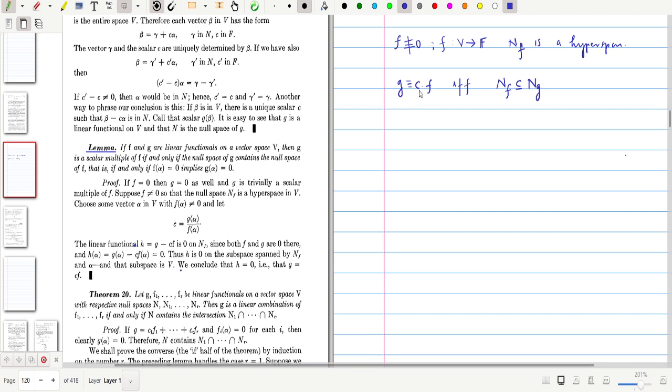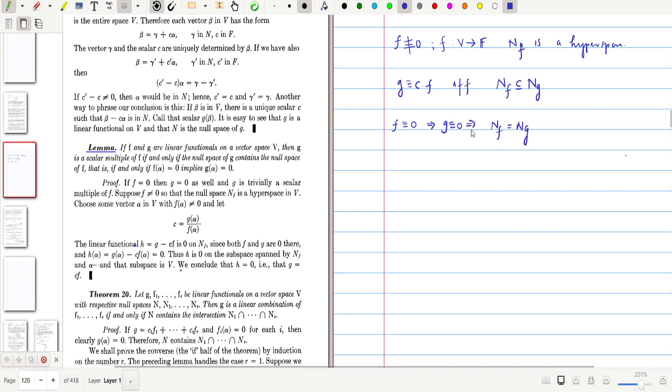This g equal to cf means g of beta equals c times f of beta for all beta belonging to V. Okay, so if f is identically 0, this result is trivial. If f is identically 0, consequently g is identically 0. If we assume this, then you can easily get the null space of f is the same as the null space of g. That is also the same as V. So in the case when f is a zero functional, when you assume g is equal to cf, you can get g is equal to 0, then Nf is equal to Ng, which is V.